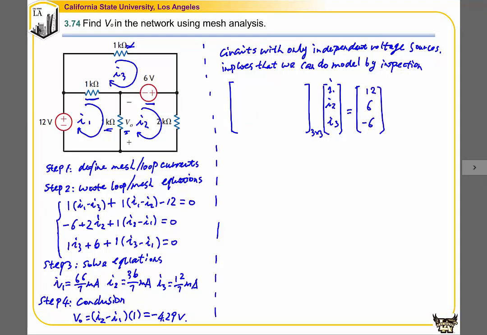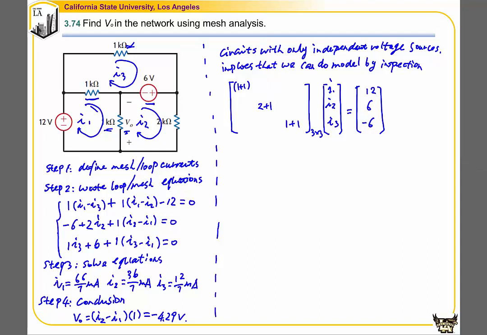Then the left is this matrix. In this matrix, the diagonal entries are simply the summation of the resistances of all the resistors in the current loop. So in mesh 1, we have 2 resistors, a 1K and another 1K, so the 1 plus 1 here. For the second mesh, we have 2 plus 1. And for the third mesh, we have 1 plus 1.